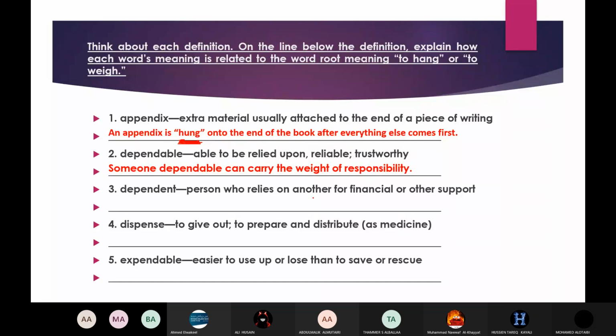Like for example, when someone is unemployed and he's being dependent upon another one, who gives him money for food, housing, etc. So a dependent person, we can say that a dependent weighs on or is a burden to the person on whom he or she depends.